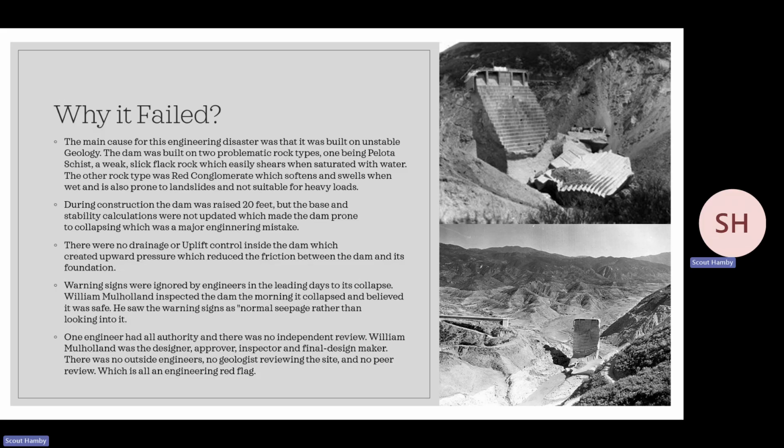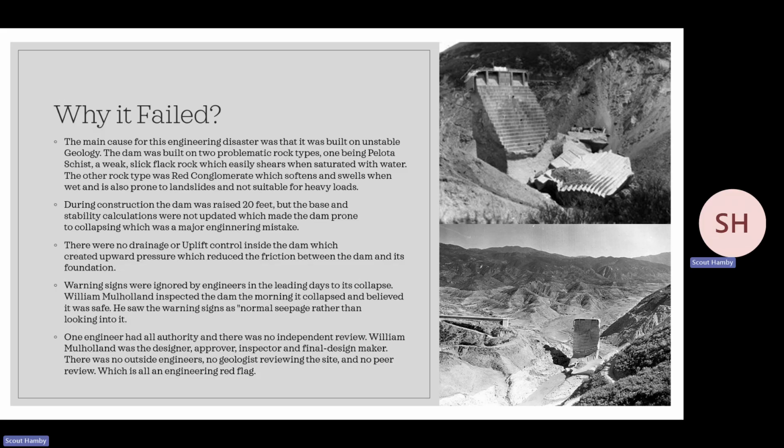Another major reason it failed was warning signs were ignored by engineer William in the leading days to its collapse, which is kind of funny because he inspected the dam the morning of the collapse and said it was safe. He saw some warning signs, but he just shrugged them off as normal seepage rather than looking into it, which is a huge red flag because if you just take minor stuff as nothing, that could result in something bigger, which it did.